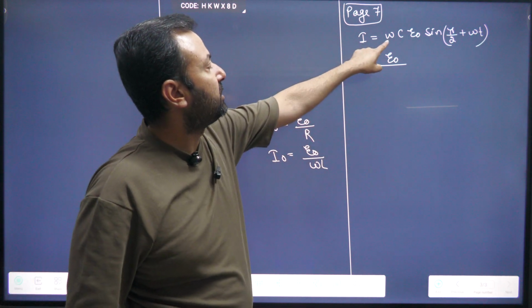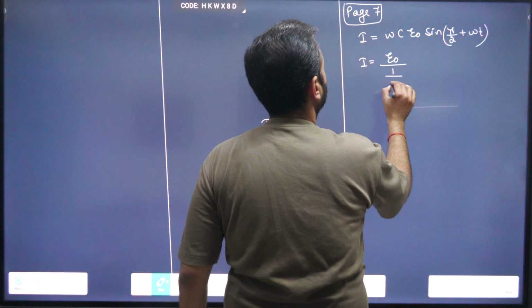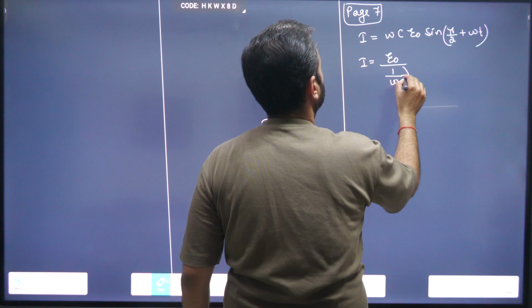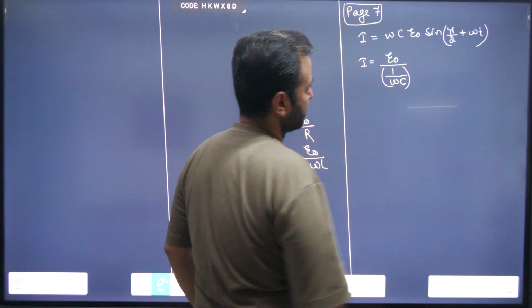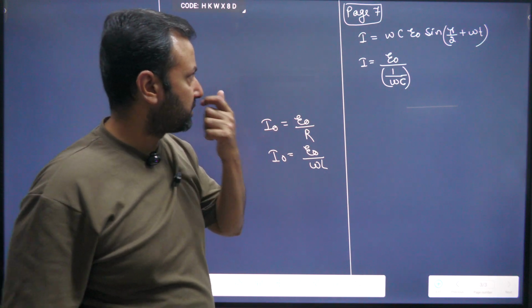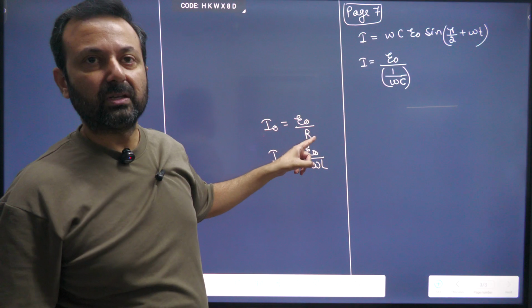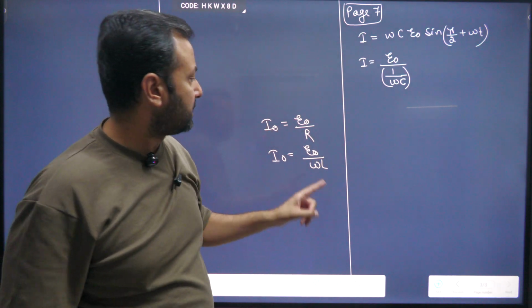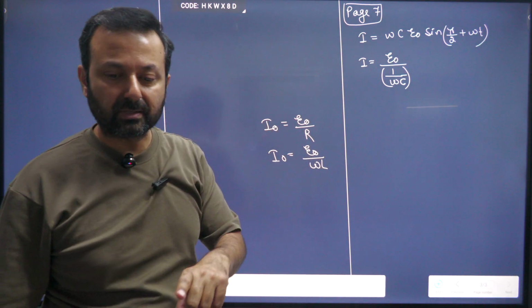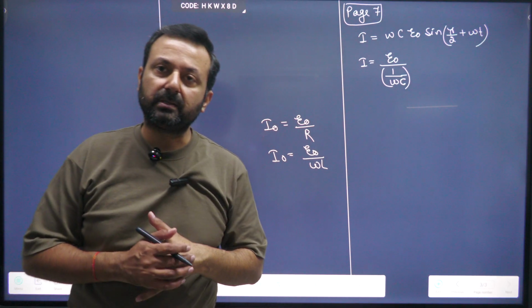So how will I write this one? I will write E naught upon 1 upon omega C. So in the case of a capacitive circuit, this 1 upon omega C will behave like resistance. In the case of an inductive circuit, this omega L behaves like resistance. Is that clear to you?